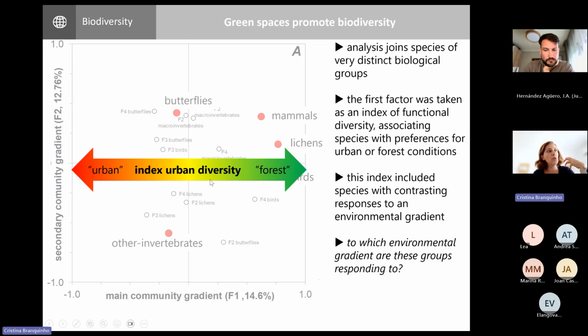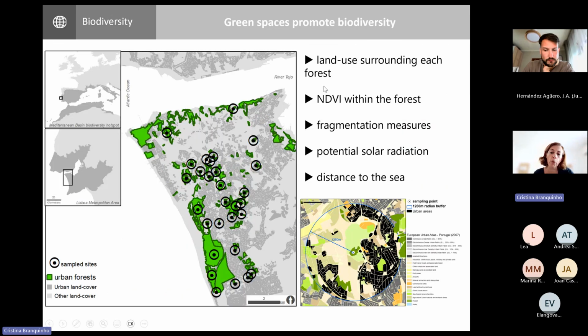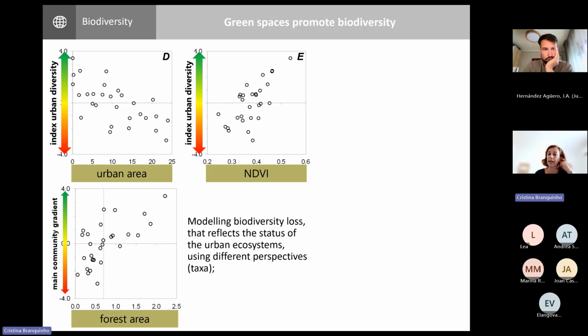Then we really wanted to model this in order to understand how we can project this type of thing. So we used variables that were available, like land use, NDVI, fragmentation measures, potential soil radiation, and distance to the sea. We used a lot of variables to try to model this gradient from urban to forest. And we found three important variables explaining this, with which we then built a model. Here you can see the representation of each one.